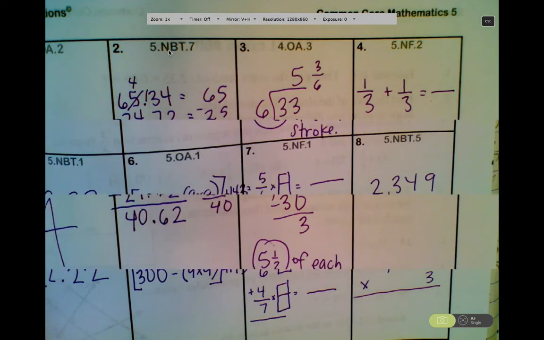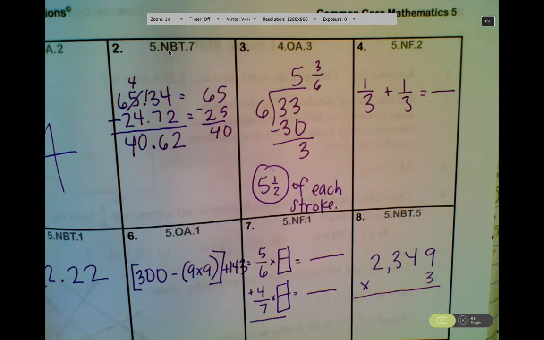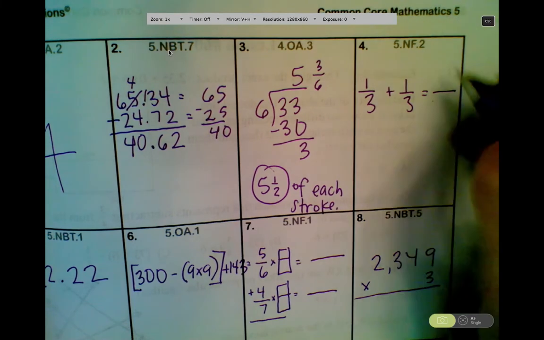Number 4, Brianna read 1/3 of a book on Monday and 1/3 of a book on Tuesday. How much of the book did Brianna read on both days? 1/3 plus 1/3 is 2/3.